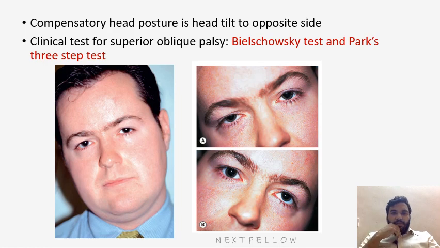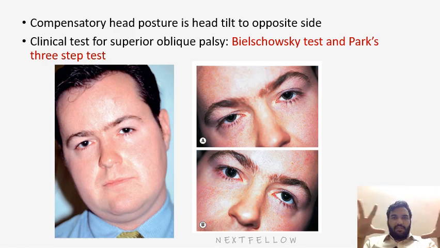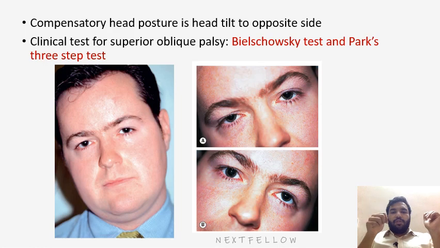And there are two tests called Bielschowsky's test and Parks' three-step test. As you can see, the same patient has a left fourth nerve palsy. When you tilt to the right side, in the first image, there is no hypertropia. When you tilt to the same side, the hypertropia increases. That is Bielschowsky's test and Parks' three-step test. You don't have to remember all these tests, but just remember the names Bielschowsky and Parks' three-step test, along with Voog boot. Voog is worse on opposite gaze, and boot is better on opposite tilt.